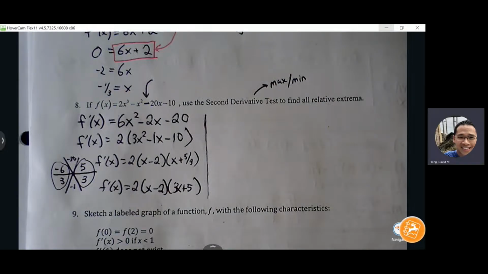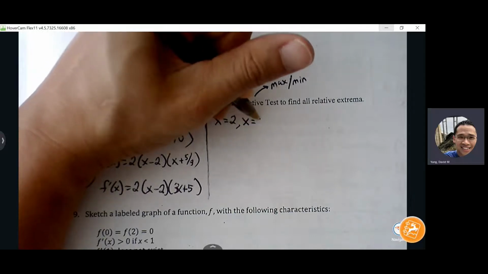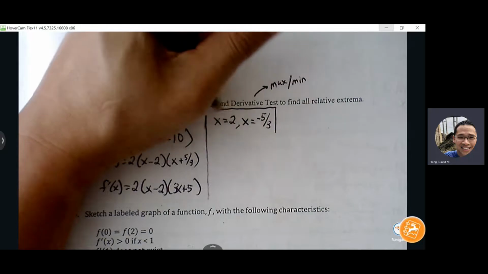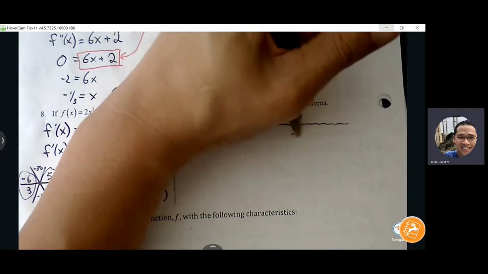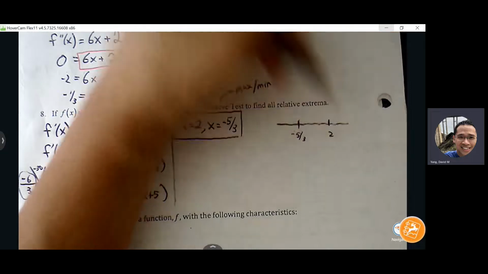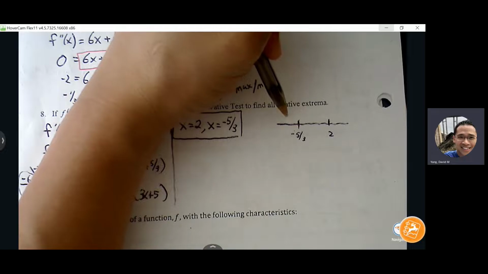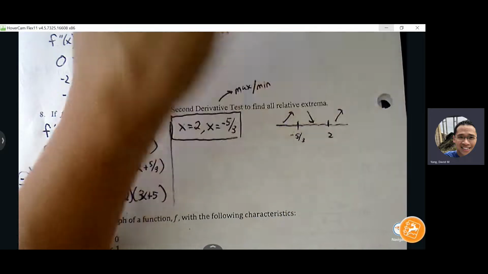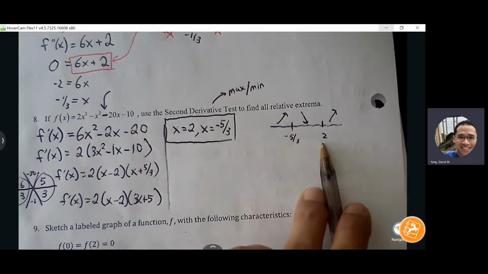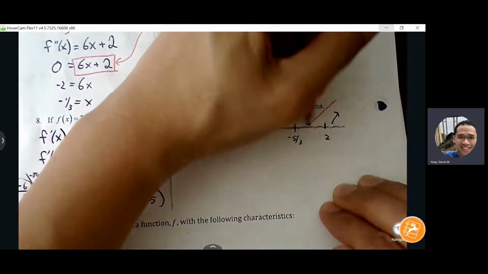I'll set f prime equal to 0, solve for x, and I get x equals 2 and x equals -5/3. Okay, so here we have our candidates for relative max and relative min, but normally we would create a slope sign line, test the intervals, and then decide whether you get a relative max or relative min. Maybe you'll get positive slope, negative slope, positive slope, and you'll conclude -5/3 is a relative max and 2 is a relative min. We're not going to go through this method. We're going to go through another method here.